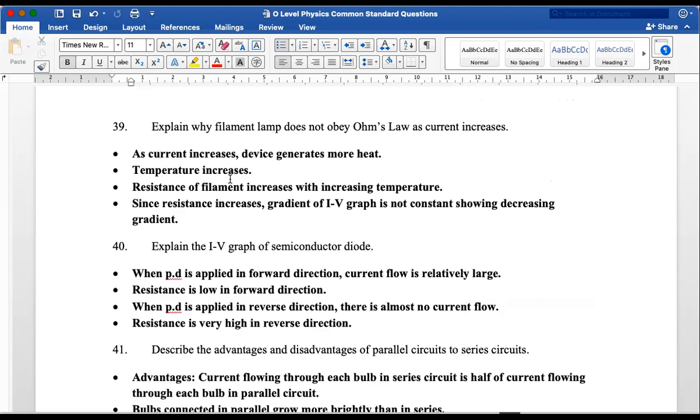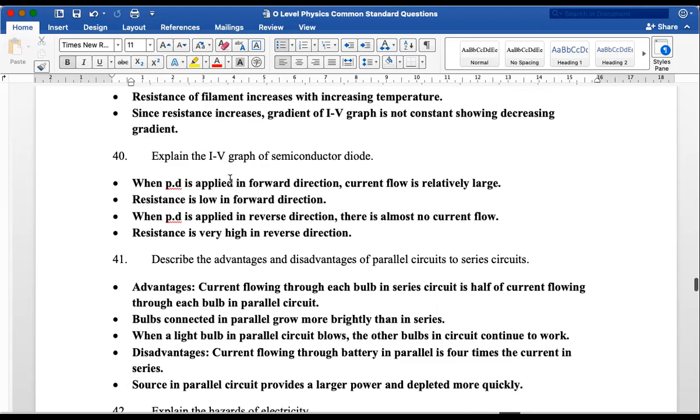Explain why a filament lamp does not obey Ohm's law as current increases. As current increases, the device generates more heat and the temperature increases. Resistance of the filament increases with increasing temperature. Since resistance increases, the gradient of the IV graph is not constant and shows a decreasing gradient.